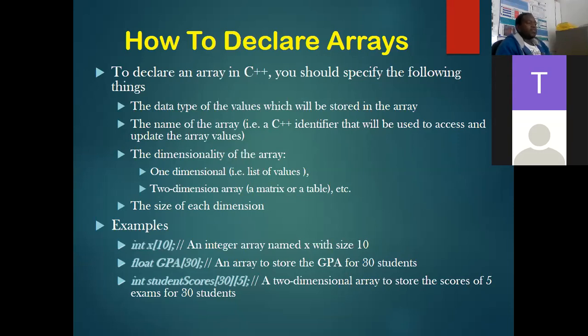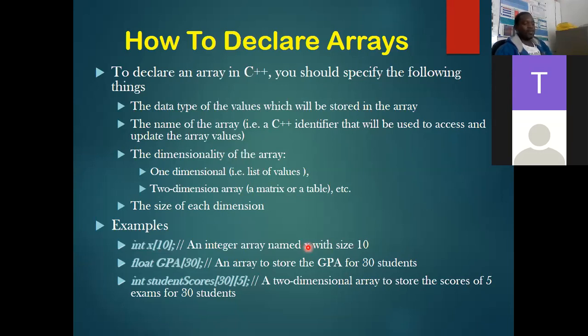Then the next thing you have to show is the size of the dimensions. So if it's a 1D or a one-dimensional array, then the number will be showing the number of elements. So int x[10], like we said, is an array of integers named x with size 10.